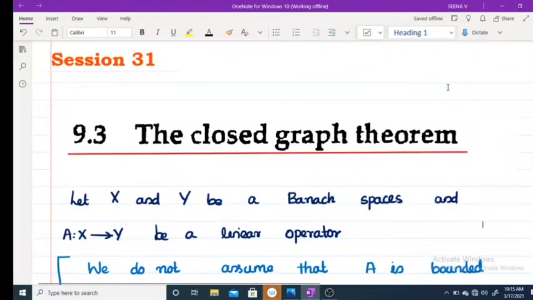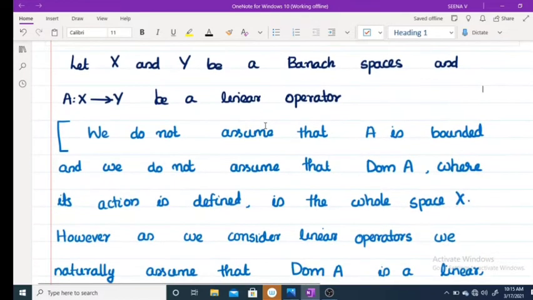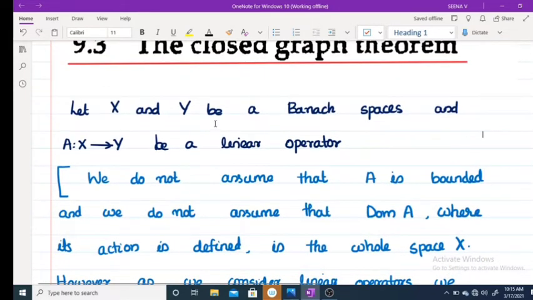Hi, good morning. Today we are going to start our next session, section 9.3, the closed graph theorem. Listen carefully. Let X and Y be Banach spaces and A from X to Y be a linear operator.